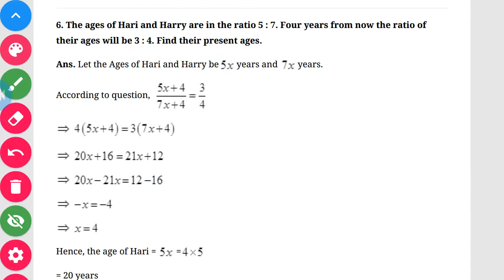I hope you have understood this. Similarly, 12 minus 16, the same thing. 12 is lesser than 16, so we have to consider the minus sign here. So 16 minus 12 is nothing but 4. Here there is minus x, minus sign and minus sign we can cancel, so x is equal to 4.